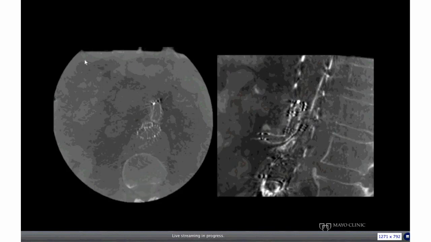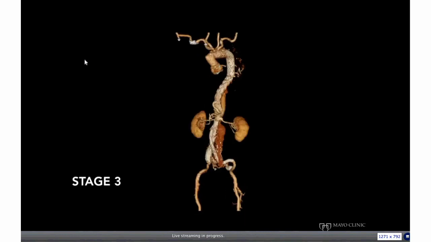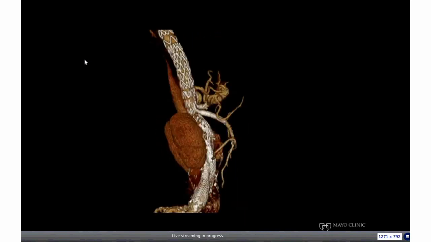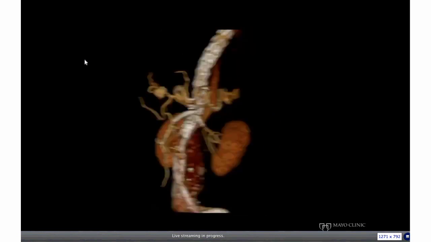This is the follow-up CT demonstrating adequate expansion of the stents with no evidence of attachment leak, but with a type 2 endoleak originating from a number of intercostal arteries in the distal part of the thoracic aorta.